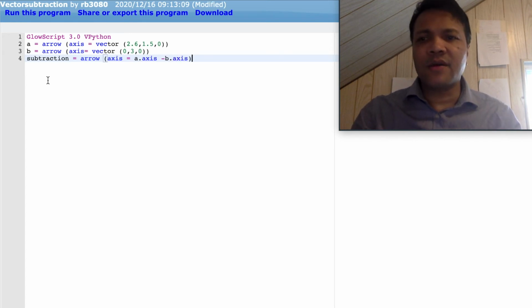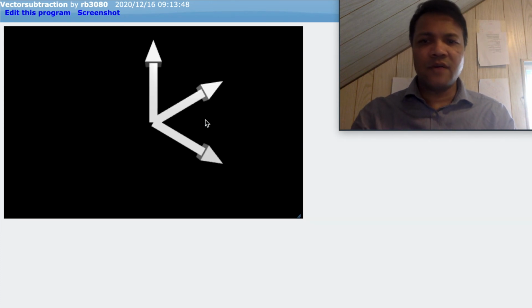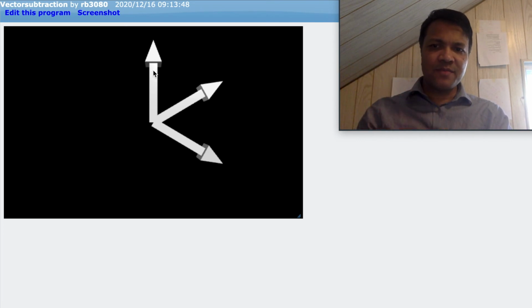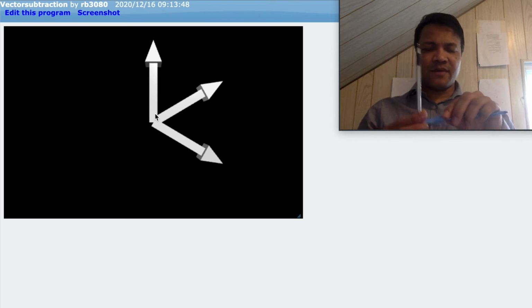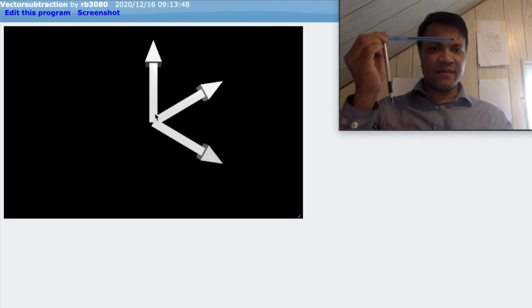Alright, let's see how it looks like. Hopefully it looks like something good, something that we know how it looks like. Okay, so now I have vector a and a vector b. Since I'm doing it, you have to imagine this one is like going this direction. This one was initially vector a, vector b, but now it's gonna go like that. Why? Because negative b.